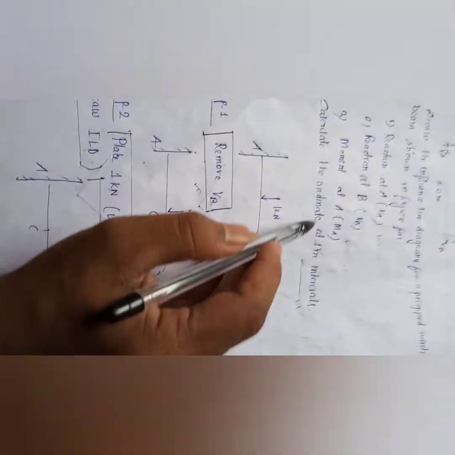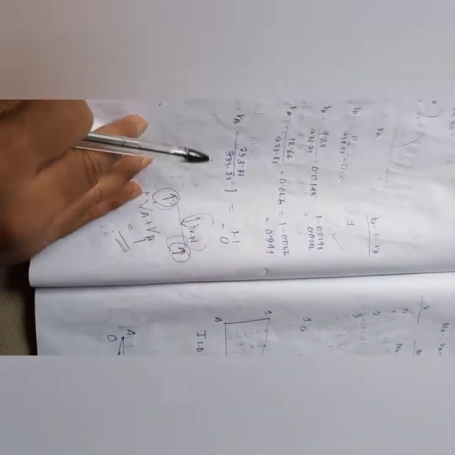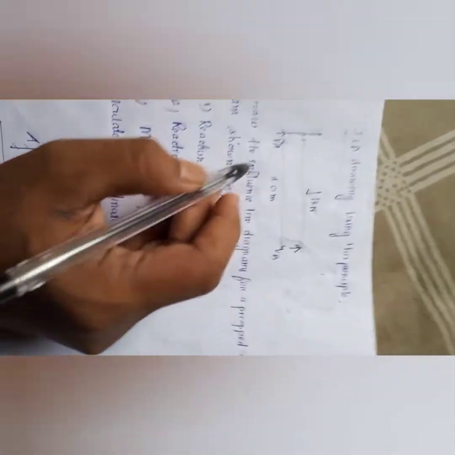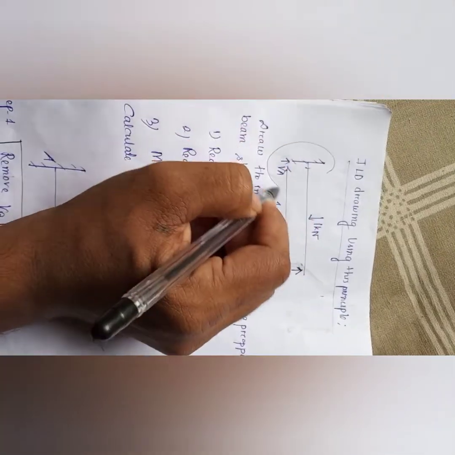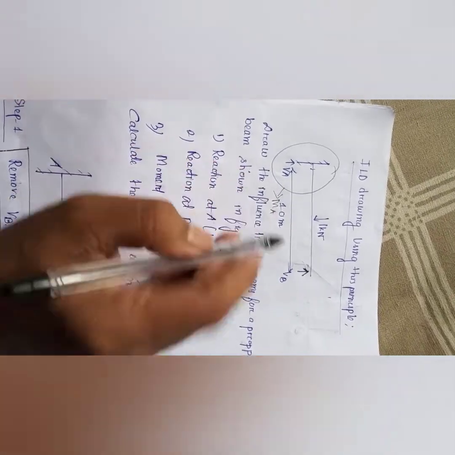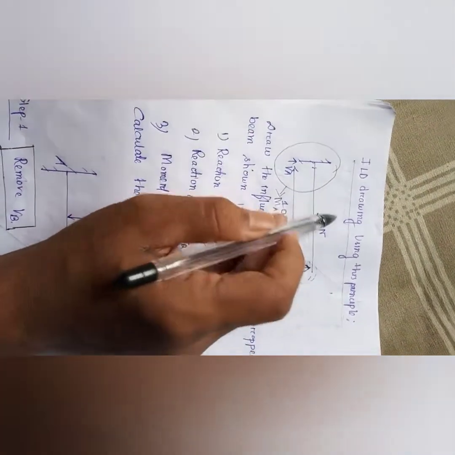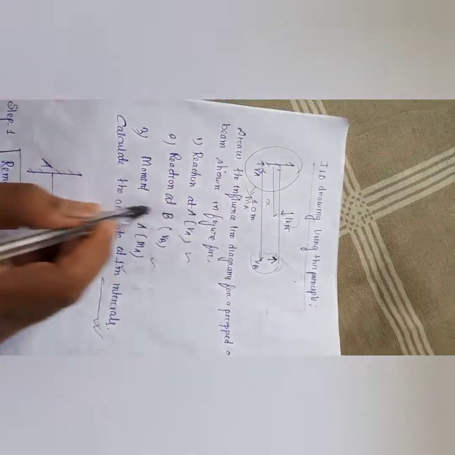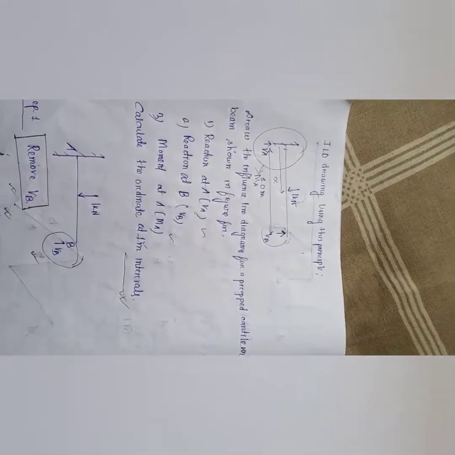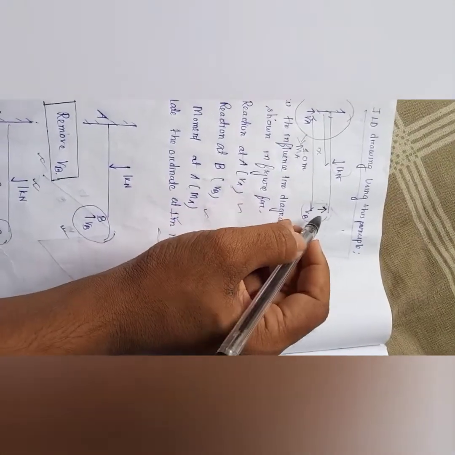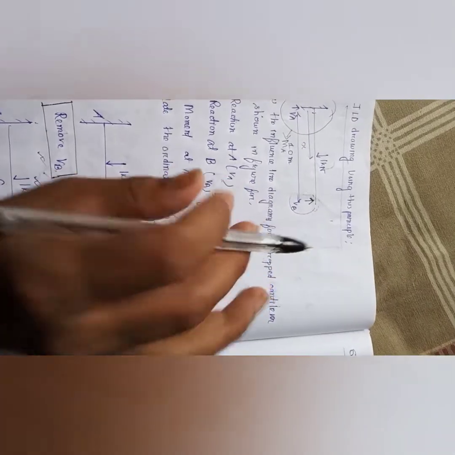Also, another part is left, moment at A, right? So what is moment at A? Let's see the diagram. If we observe this diagram, we have been asked to find the MA, right? That means the moment here. This is upward and this is downward, and the distance is x. Why is it x? Because it is changing. It is changing from the support A to B, right? So it can change the value.